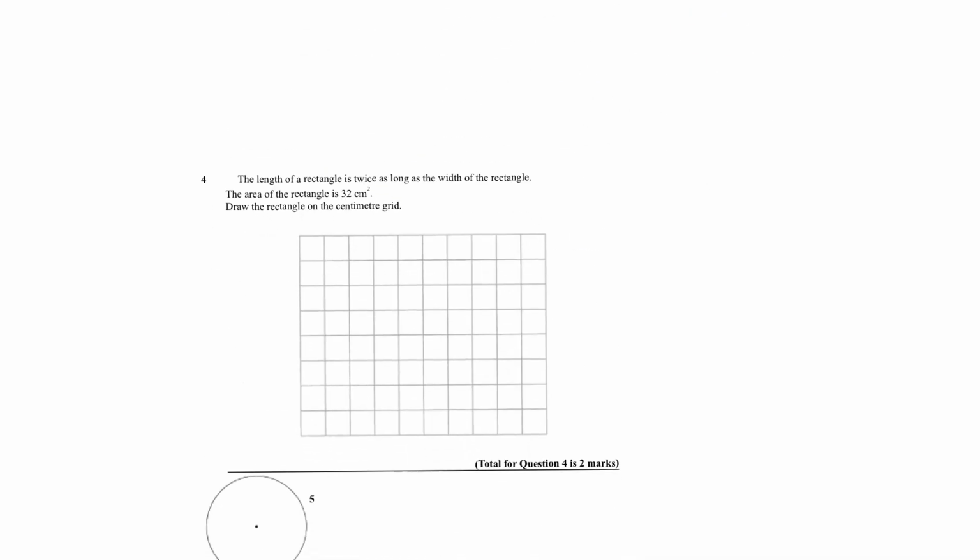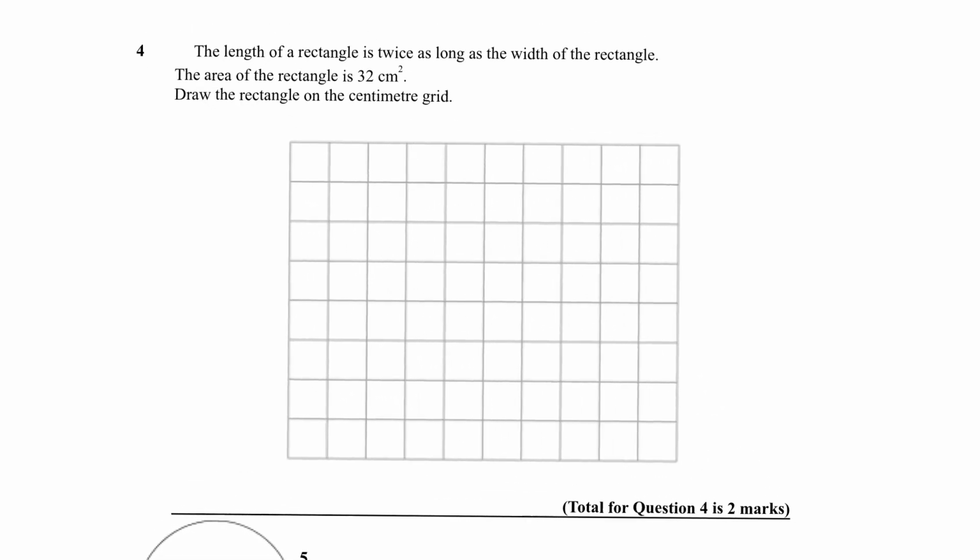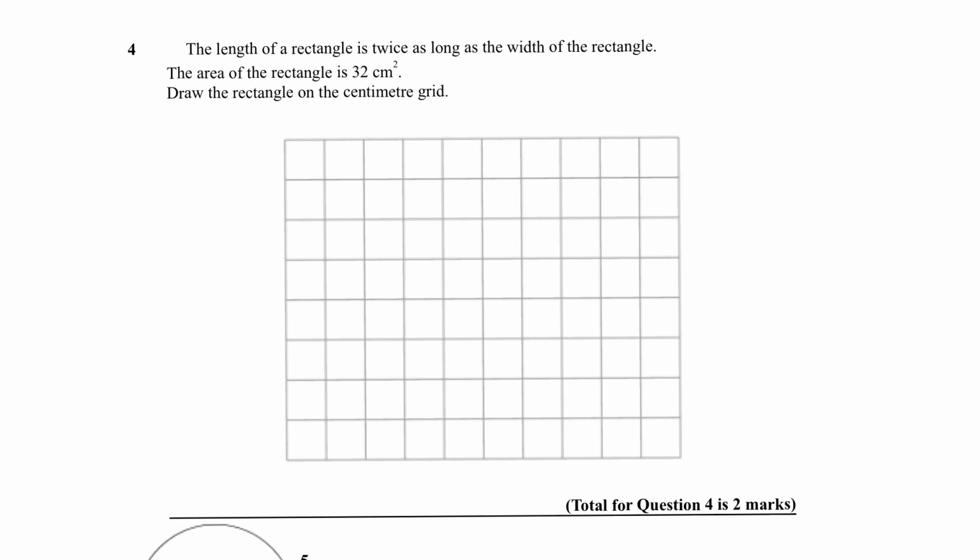Okay, moving on to the next question. Question 4 is basically saying that the length of a rectangle is twice as long as the width of a rectangle. And it says the area of the rectangle is 32 centimeters squared, and it wants us to draw this on a centimeter grid down below. So first of all, the equation for the area of a rectangle is length times width. So length times width would give us an answer of 32 centimeters squared in this example. However, it said that the length is twice as long as the width.